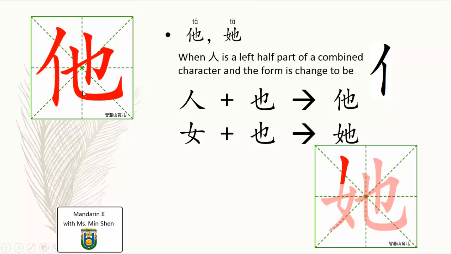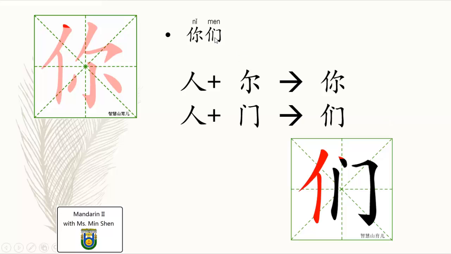Unisex, either men or a lot of women, 他们, right? For example, 他们, them, they, if it's a lot of people together, we use this one, or only for him. But if it's about female only, we use this version, right? This 她们. 你们, you, more than one person.